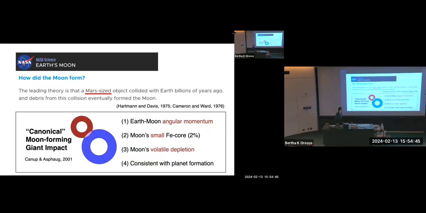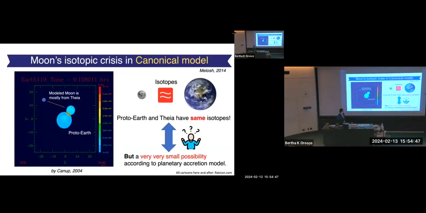But this canonical model has met a lot of significant challenges in the past more than 10 years, about 10 years or so. It was suggested by Jim Malash, and it's called the moon isotope crisis in the canonical model. Because from Apollo, we measured samples and we have lunar meteorites. We found that the Earth and Moon have very, very similar, almost identical isotopes for many isotope systems.